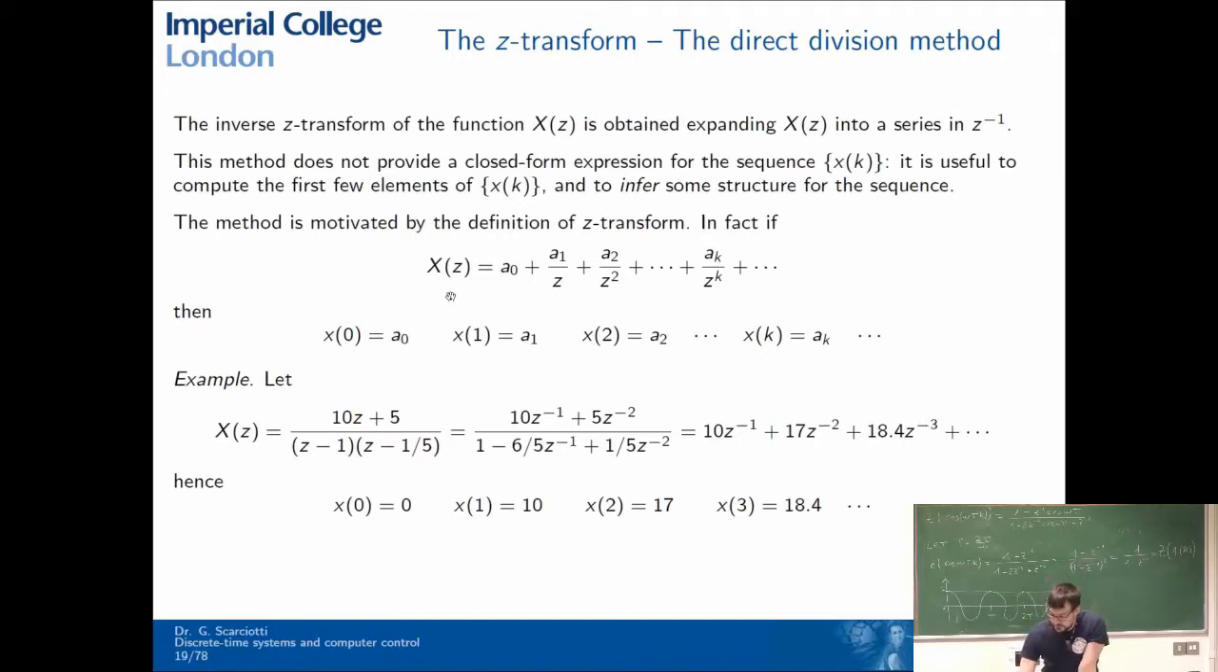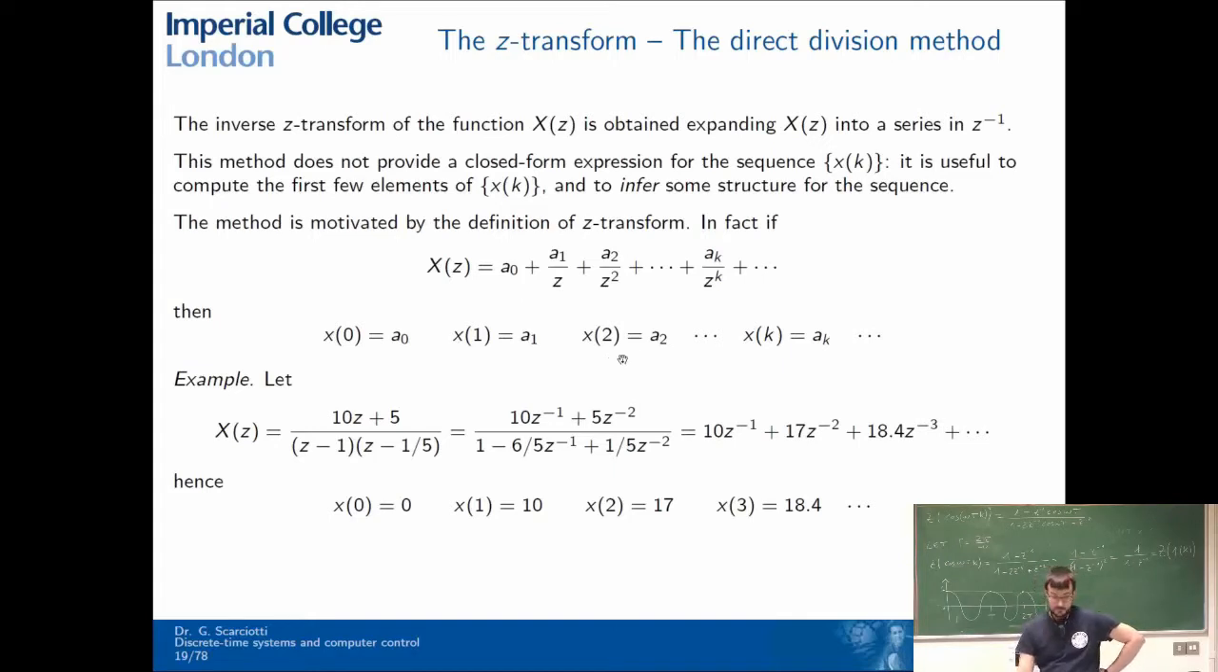We know that the Z transform is actually the sum of all the values of the sequence, multiplied each time by a different power of z^-1. So the Z transform is, by definition, equal to this term. It means that the first value of the sequence, x of 0, is equal to the first number, x of 1 is this number, and so on. The idea behind the direct division method is to write the Z transform in this form so that we can see the sequence and then try to infer the rule that produces these numbers.